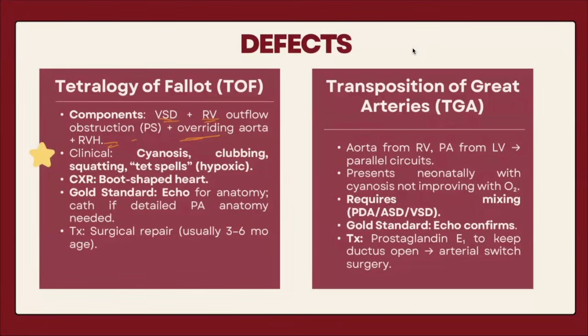A gold standard for this is an echocardiogram, and you might also do a catheterization. You put a catheter into the pulmonary artery to observe any such changes if needed, and you might even put a stent in if there's a blockage. So again, four main things to know: ventricular septal defect, right ventricular outflow obstruction, overriding of the aorta, and right ventricular hypertrophy. And obviously, these are linked. For further treatment, you just do surgical repair.